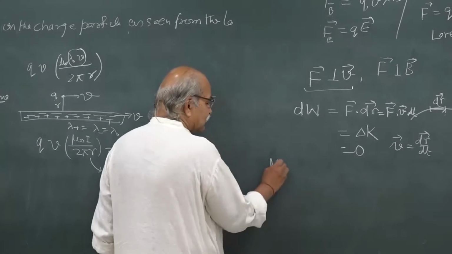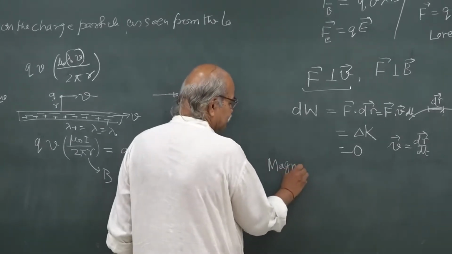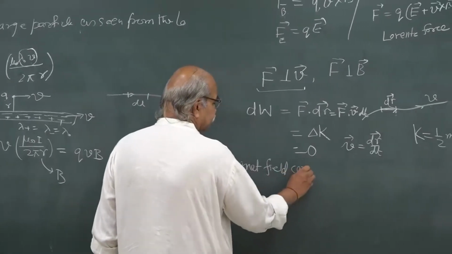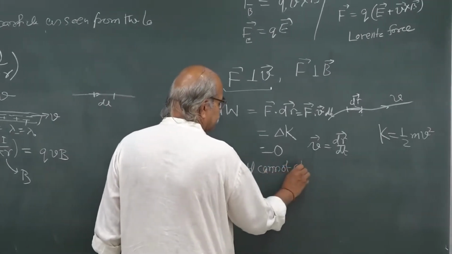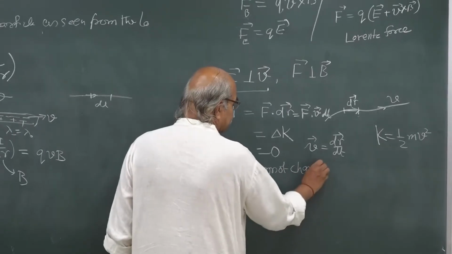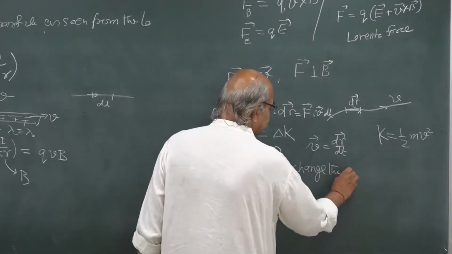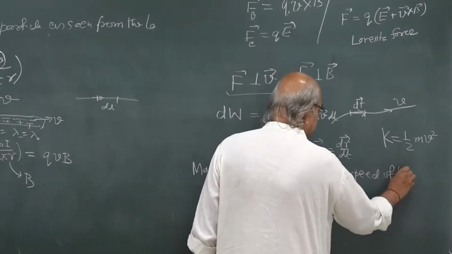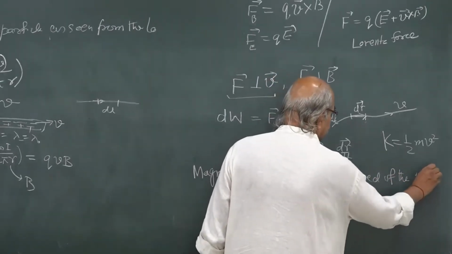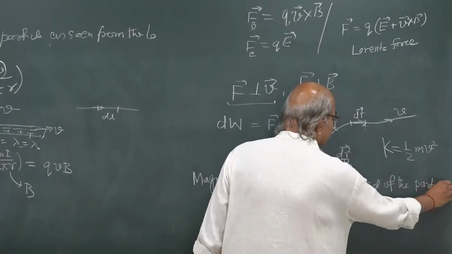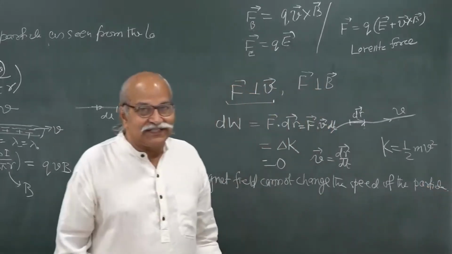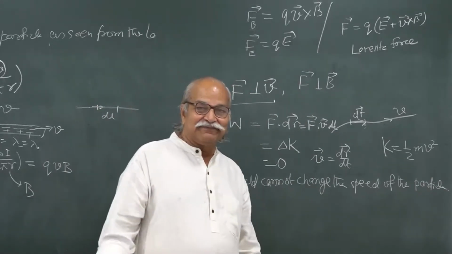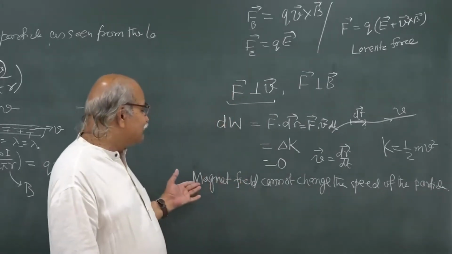So, magnetic forces or magnetic field cannot change the speed of the particle. It cannot speed things up, it cannot slow things down, the speed remains the same under magnetic fields.